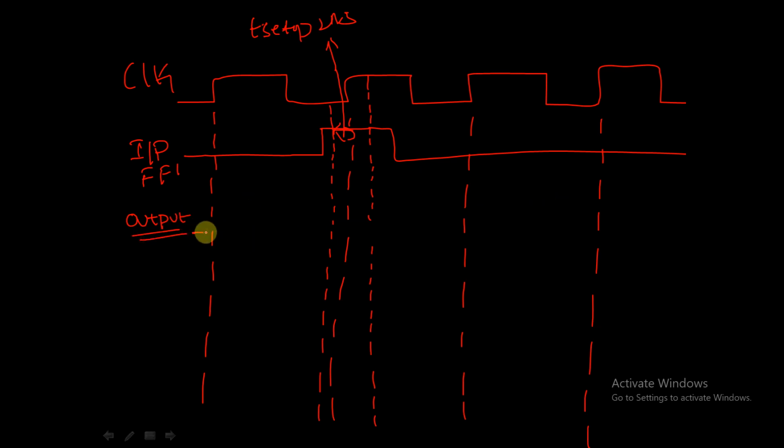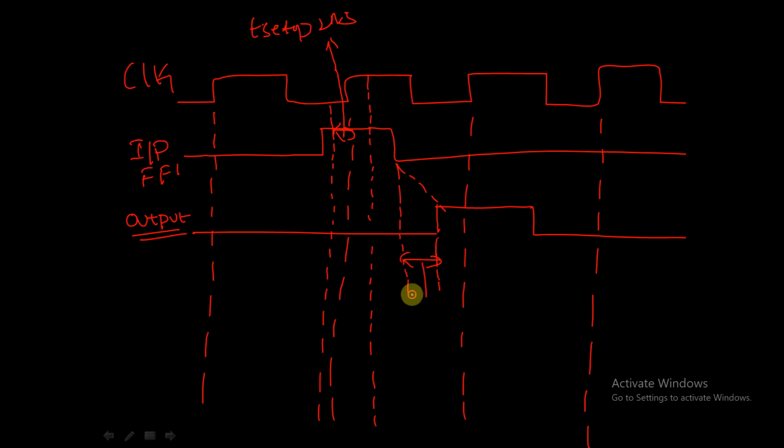So after the clock to Q delay, I will get the output. Let's say it's some random flip-flop. Like this, we will get the output. Okay, so after some delay, which is called the clock to Q delay, we will get our output, right?